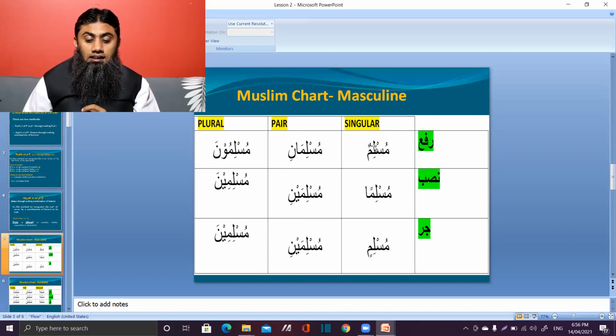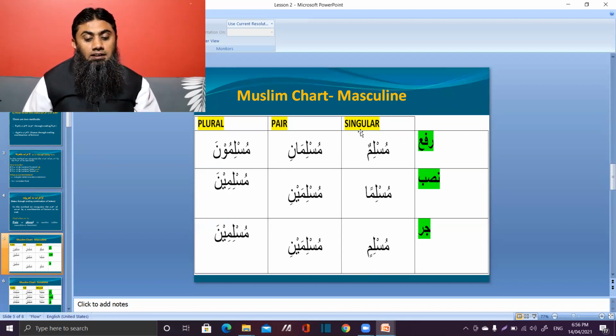Okay, the last haraka is damma or pesh, and if the last haraka is pesh, we will simply say this ism is in rafa status. Here the last haraka is fatha, zabar, Musliman, this zabar, okay, or fatha. So we say it is in nasab status. Muslimin, kasra or zayd, and it is in jar status.